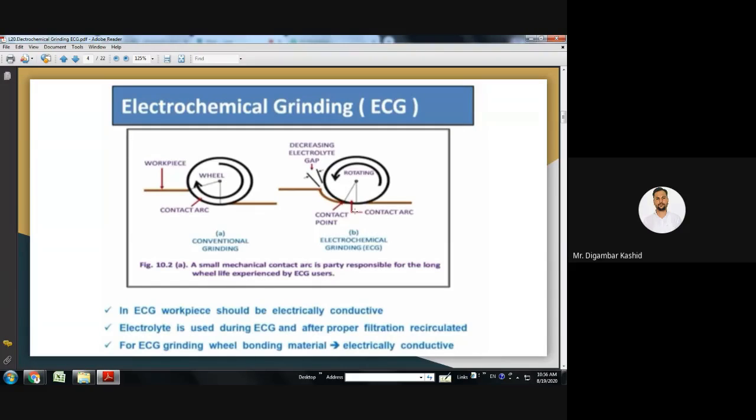Okay, it is in contact with. Initially you can see there is no contact between your grinding wheel and the workpiece. In case of electrochemical grinding, three different machining zones are there. This kind of decreasing gap is not visible in the inter-electrode gap of the conventional grinding wheel, but in electrochemical grinding, there are three zones.